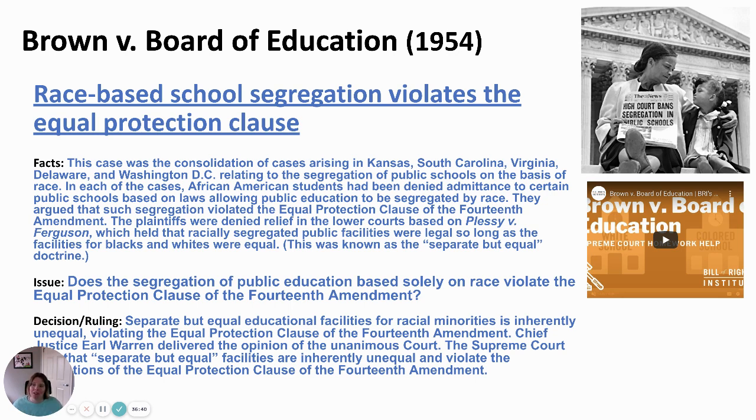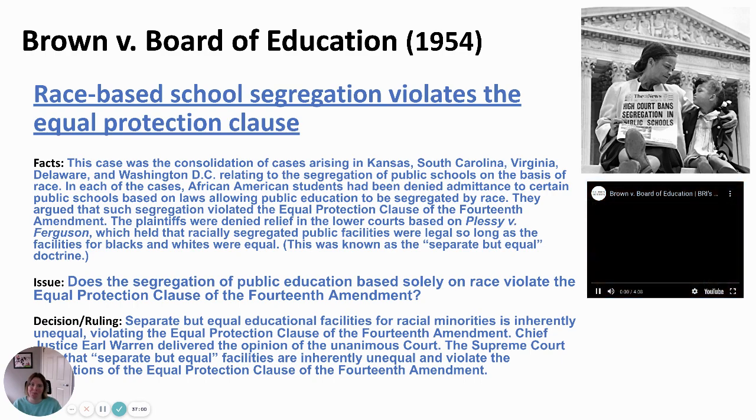He was able to use politics to get the other justices to go along with this, to give it more weight, basically. They said that separate but equal facilities are inherently unequal and violate the Equal Protection Clause of the 14th Amendment. So segregation of schools is not constitutional, basically. You can't have schools separated by race.